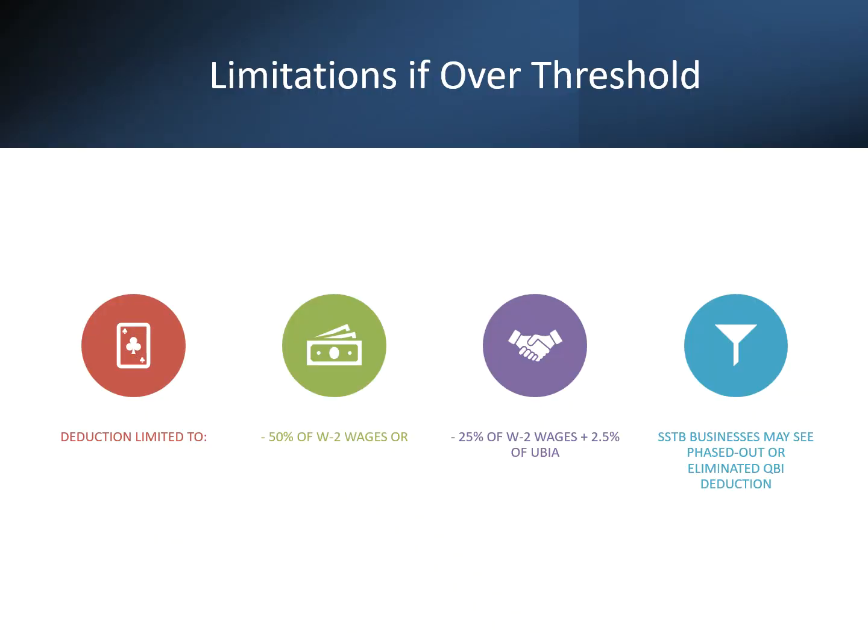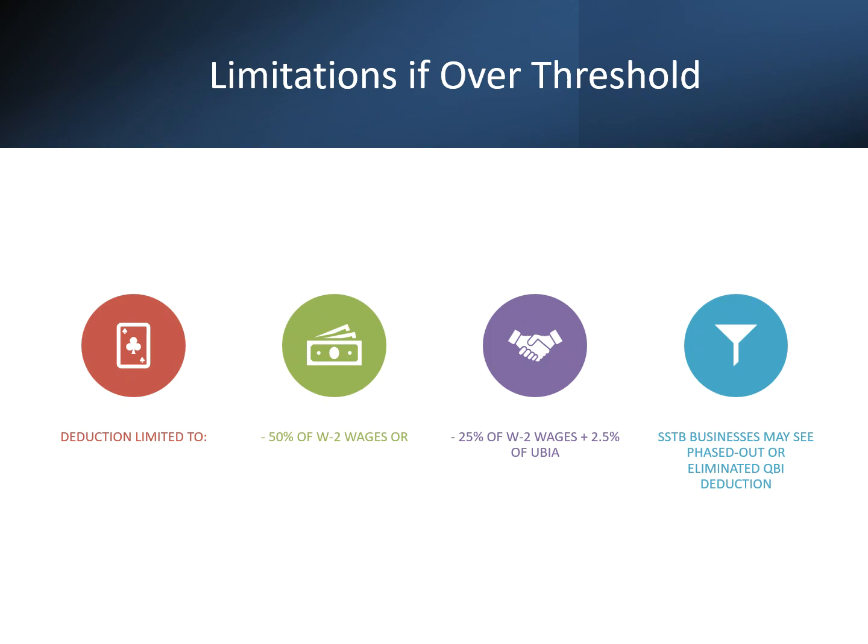First up is the W-2 wage and capital limitation. Your deduction is limited to the greater of 50% of W-2 wages paid by the business or 25% of W-2 wages plus 2.5% of unadjusted basis in qualified property.